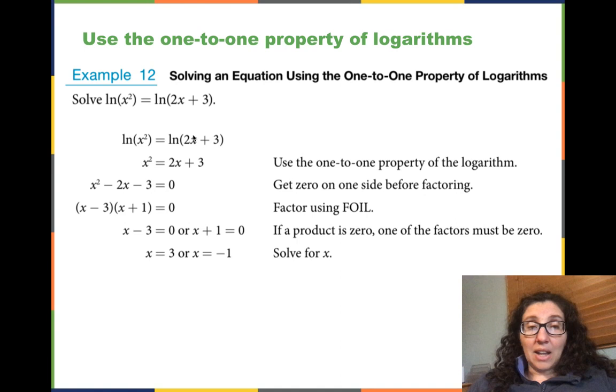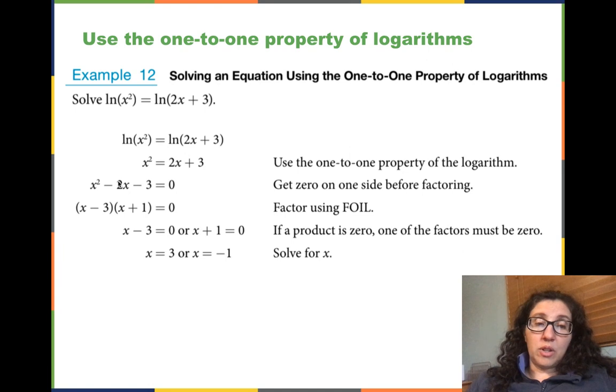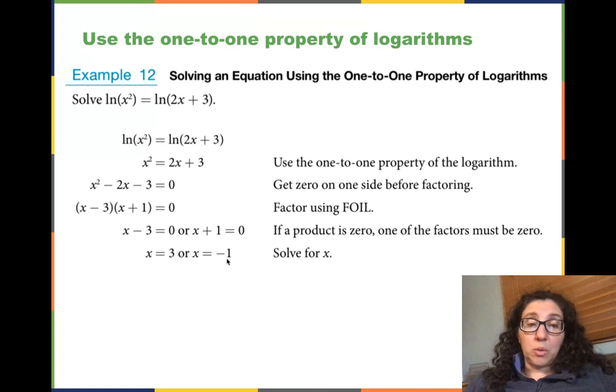So we can set x squared equal to 2x plus 3. And now we've just got a quadratic, right? So we can bring these over to the same side. We can factor this, set each factor equal to 0, and we get that x equals 3 or x equals -1.